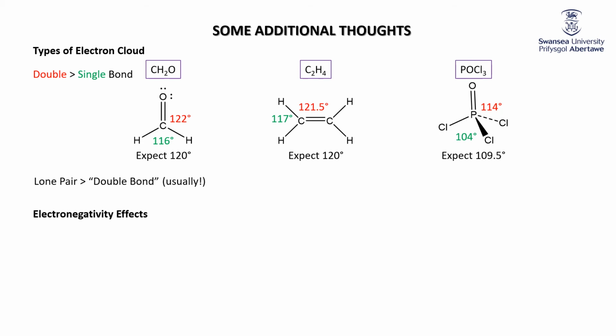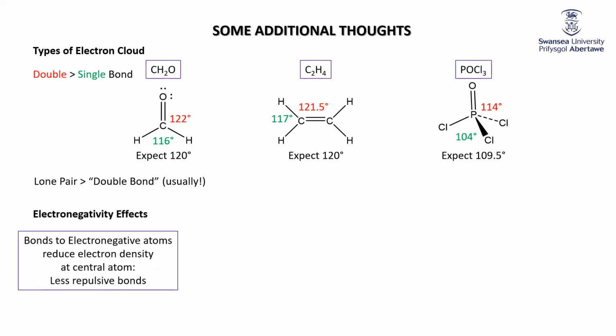Another significant effect: electronegativity. Bonds to the more electronegative atoms are going to suck away electron density from that central atom. Thus, there is less repulsion there. So, for example, if we look at CX2O, we've already looked at formaldehyde. Now let's look at the difluoro version. The idea here is that there's not going to be very much electron density at the carbon because these fluorines are just sucking it away.